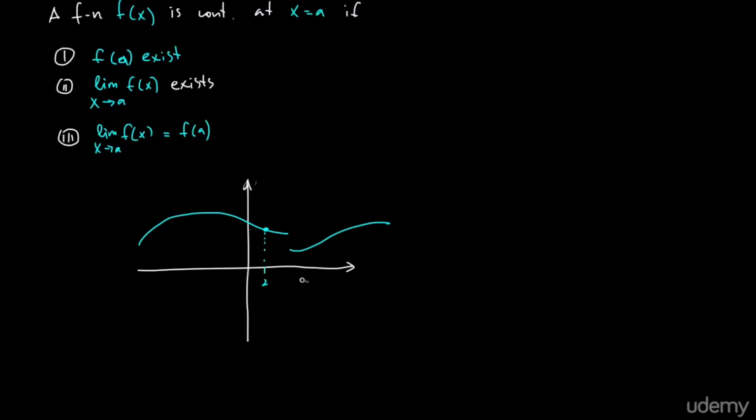Therefore, everything is correct. However, if you look at this, let's say this is x equals 6. If you approach from the right, you get one value of y. If you approach from the left, you get a different value of y. Therefore, the limit does not exist, because the limit exists if the left and right limits are in fact identical.